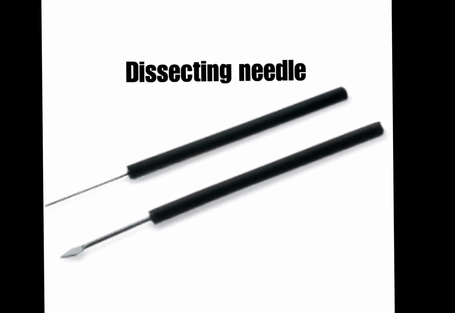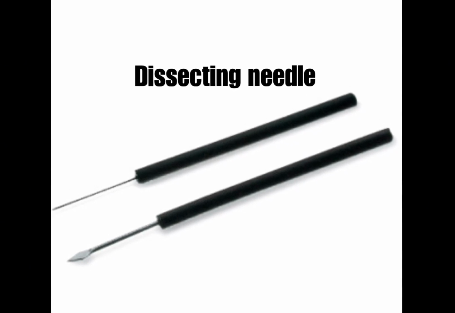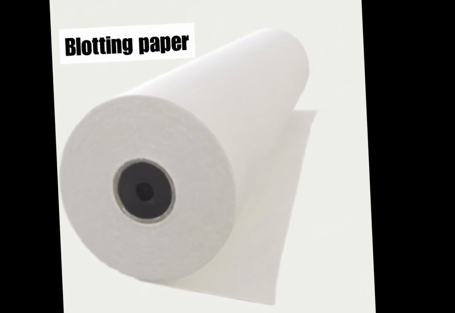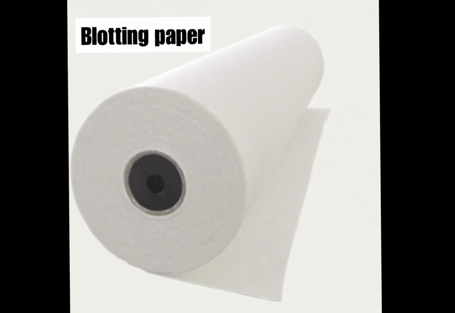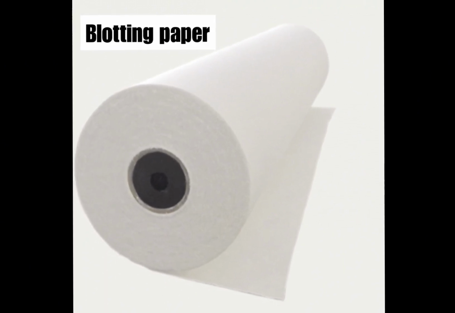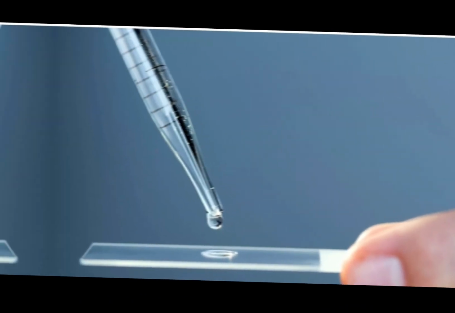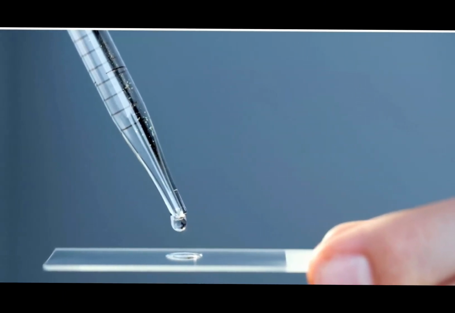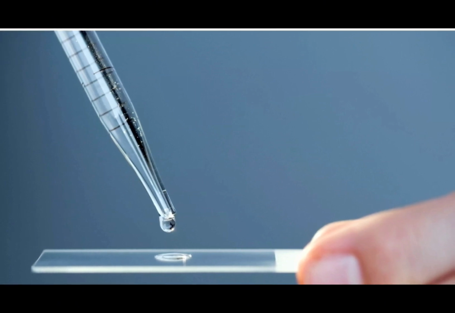It is used when you want to place or remove specimen on the slide. The fifth equipment we are going to look at is blotting paper. It is mainly used in microscopy to remove excess liquids from the slide before viewing. The sixth equipment we are going to look at is the dropper pipette. It is used to transfer small quantities of liquids.